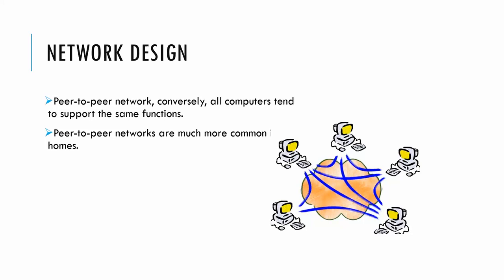So for peer-to-peer networks, conversely, all computers tend to support the same functions. So this is more common in homes, where you're not necessarily on a network, you're on a router possibly, but you're sharing just from device to device.